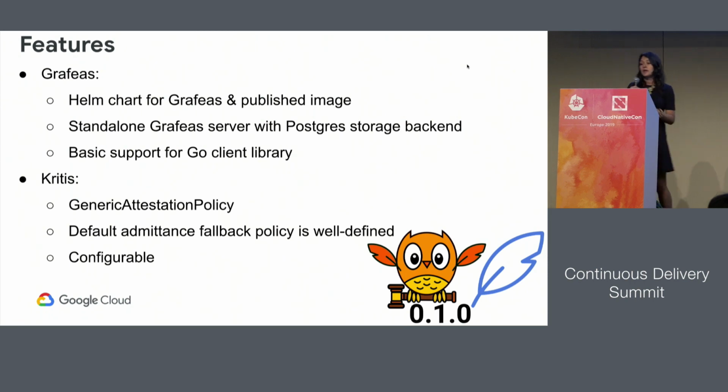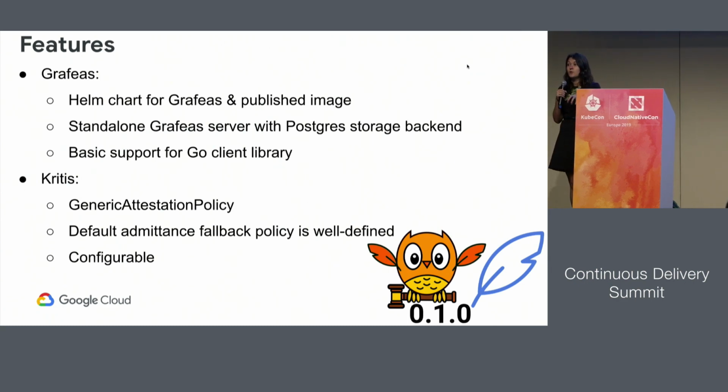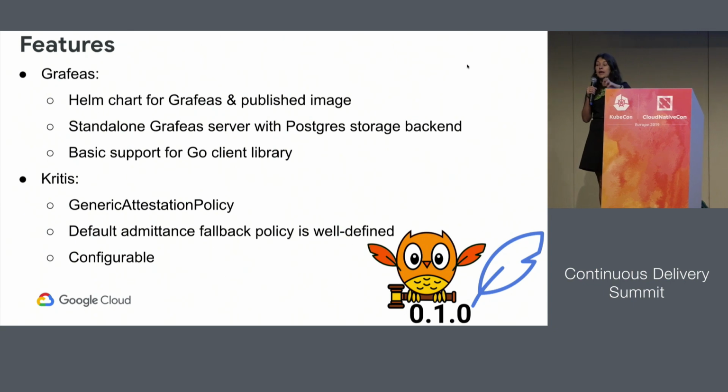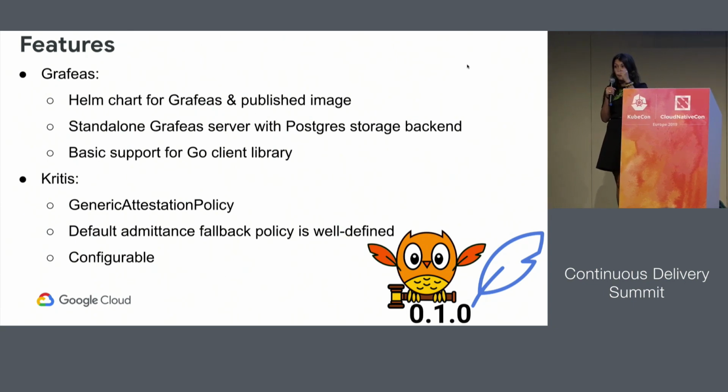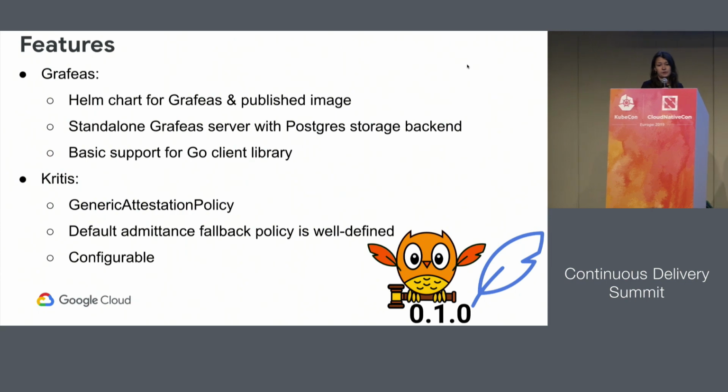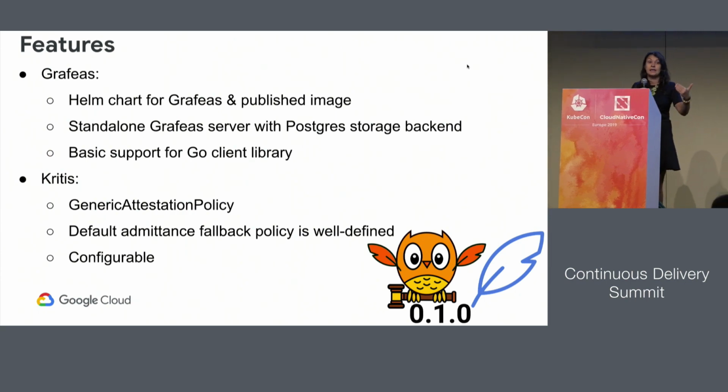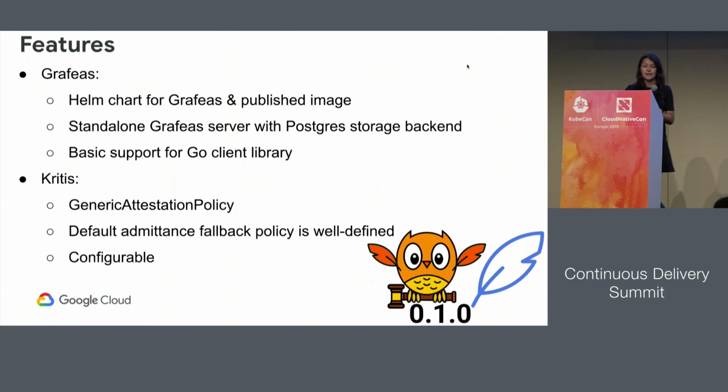Now in Kritis, we're adding generic attestation policies so that a cluster admin can actually say, okay, this image is fine, don't worry about running any checks, I trust this, I have manually verified it. So from now on, admit all the images that I've verified. And you could also say, don't admit any of the images I haven't verified. Generic attestation policy basically allows you to do that. Now for the default admin fallback policy, we want to make sure it's well-defined. What if you don't specify any policies? We want to make sure that Kritis is configurable for all of your different needs.